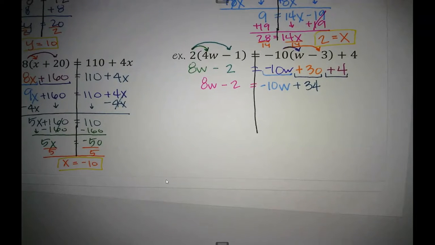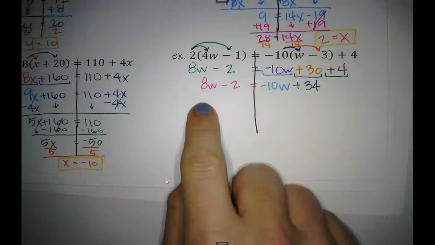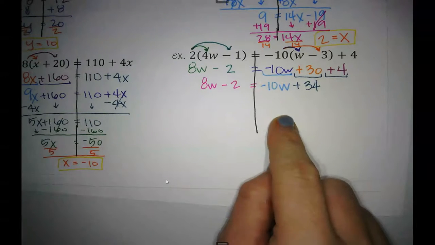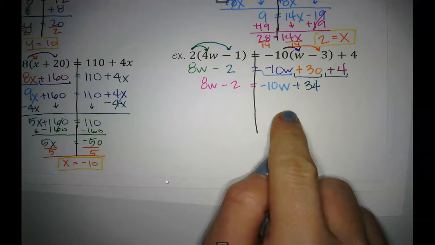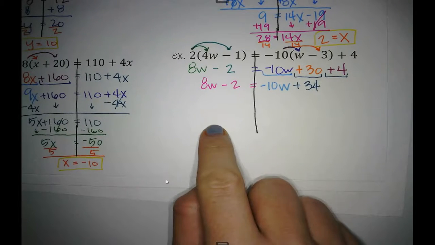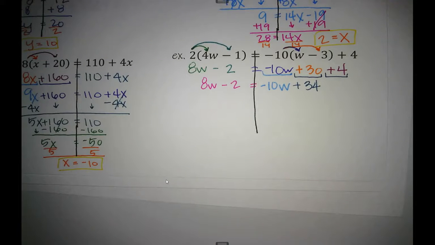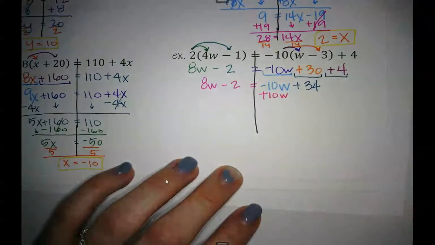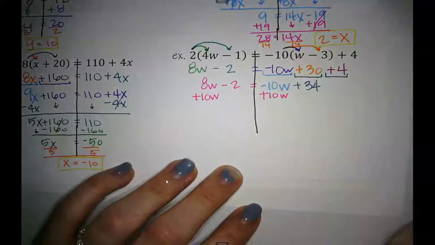Okay? Now we need to move our variable to one side. I know with our positives and our negatives, things like figuring out which one is bigger is tricky. If you want extra help with that, let me know. But looking at this, I've got a positive 8w on one side and a negative 10w. That negative means that it's way smaller than this 8w. So I'm going to move this negative 10w over to this other side. So right now it's a negative, so we are going to add it. Add it on both sides.